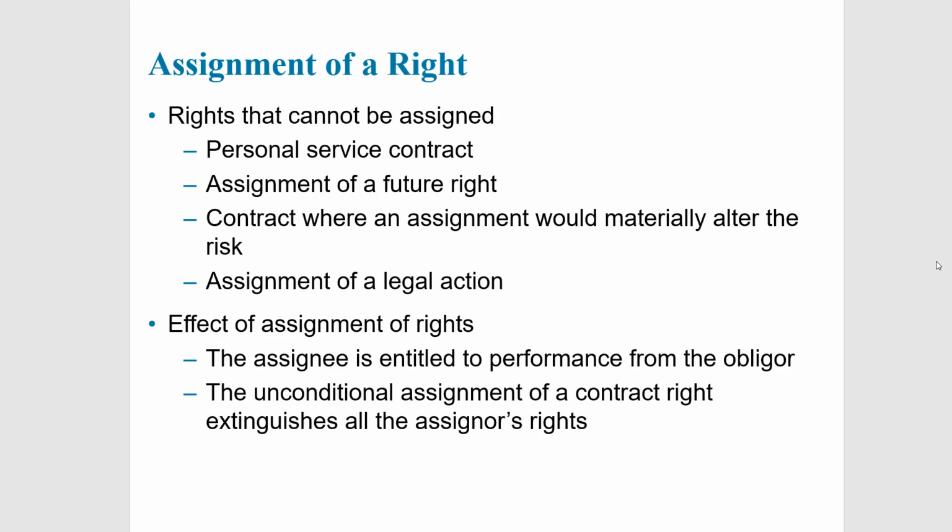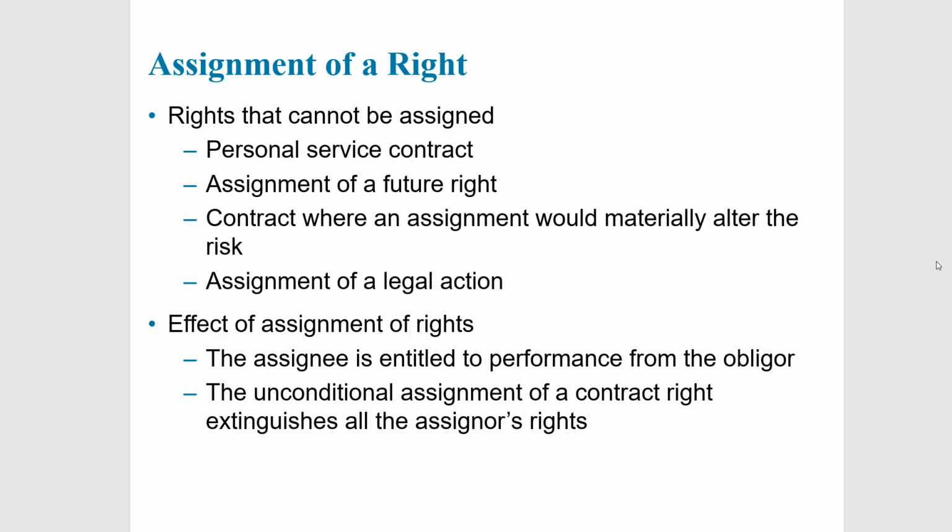I also can't assign a future right. So let's say that I think that in the future, my parents are going to write me into their will, and I'll get a lot of money from them when they die. That would be a future right that I have if I'm in their will, but I wouldn't be able to assign that future right to anybody else, because who knows what could happen between now and then. My parents could get angry. They could write me out of the will. They might not have any money left. Who knows? So I can't assign that future right.